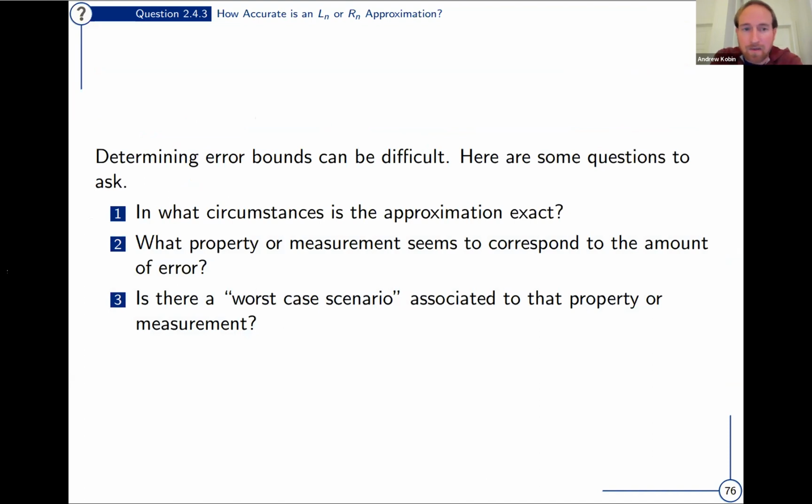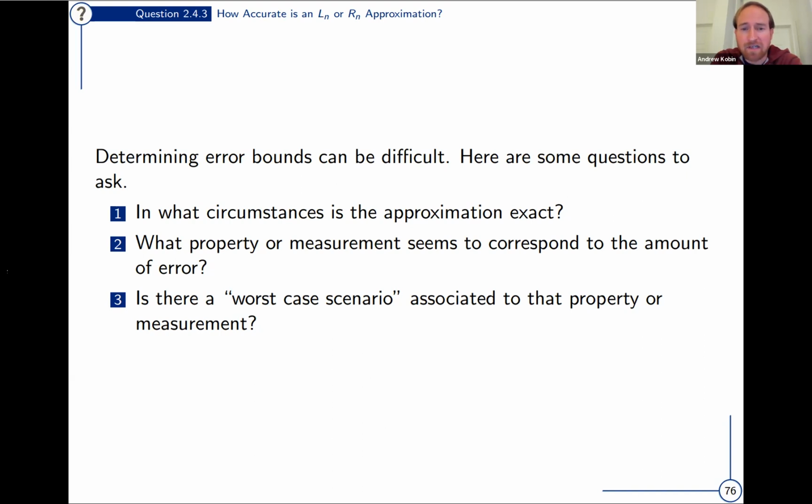So here are some questions to think about when determining error bounds. First, in what circumstances is the approximation exact? In what case do we have exactly the right answer without having to compute error, just by using these rectangular estimates? Second, what property or measurement seems to correspond to the amount of error that we see? If we don't have an exact approximation, what is really going on with the function that makes it not exact? And finally, I want you to think about this and write it down before we expand on it together. Maybe draw a picture or two.